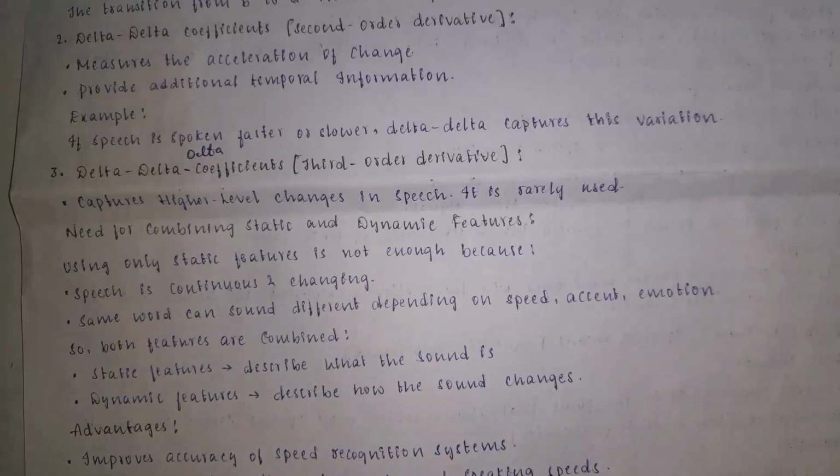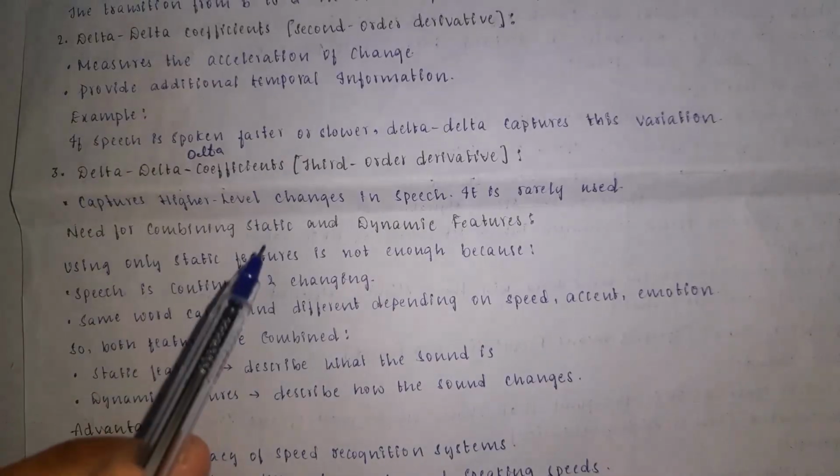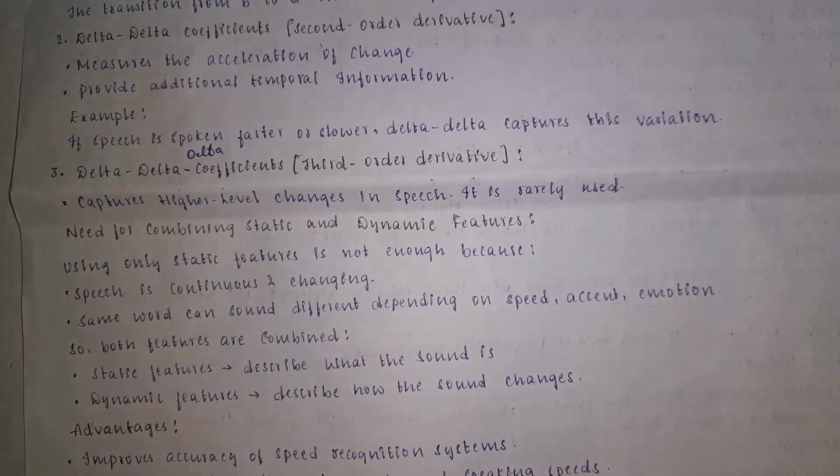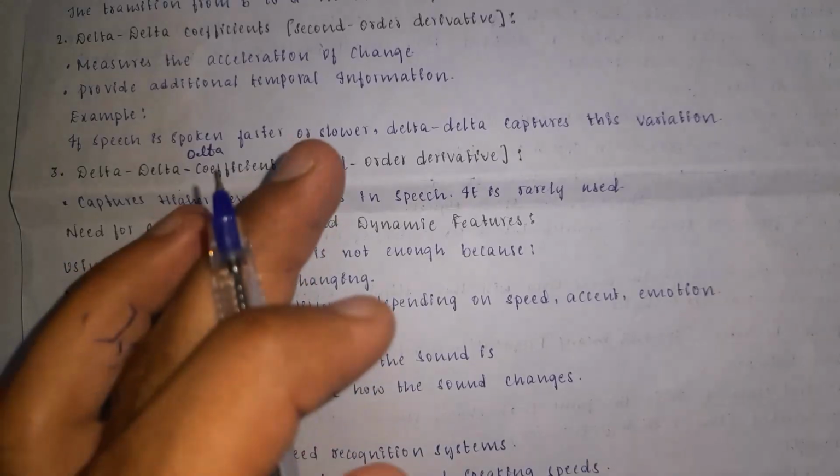And the third one is delta-delta-delta coefficients. We also call it the third order derivative. If the system wants to capture high level changes in the speech, then the system can use these coefficients. This third order derivative is rarely used.